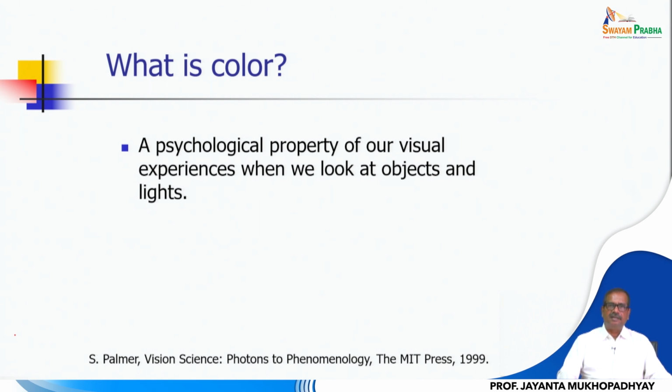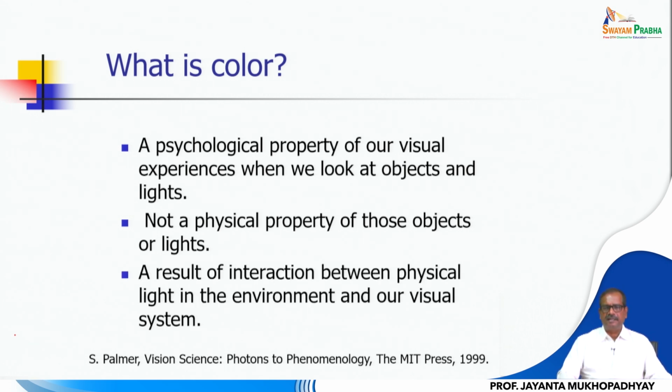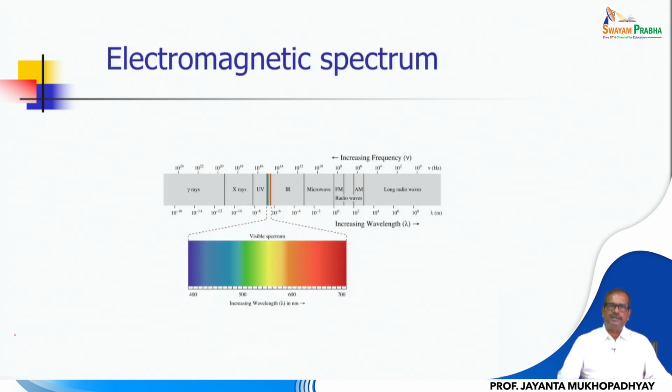Now, one thing we should understand is that color is not an innate property of an object, rather it's a kind of our visual experience. So, it's a psychological property of our visual experience as a result of the presence of objects and lights, and when you look at them. While looking at the objects, we experience color. So, it's not any physical property of those objects or lights. As I mentioned, it's an interaction between the light in the environment and our visual system.